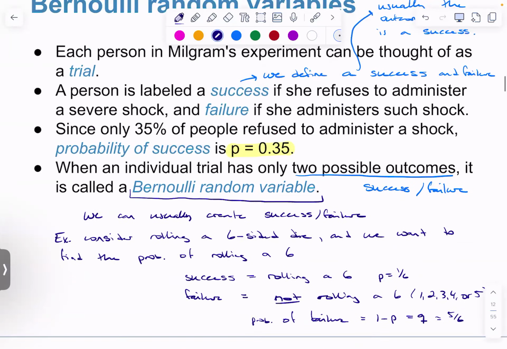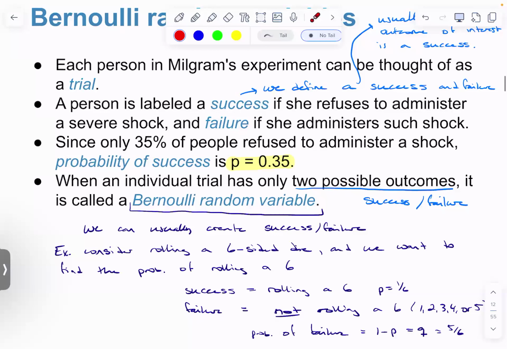And so going back to the trials, now that we understand success and failures, every time the learner answers a question would be considered a trial, because we're just waiting to see, do they give the shock or not? Success, failure, success, failure. So every time that you try for a success, whether you get it or not, is called a trial.